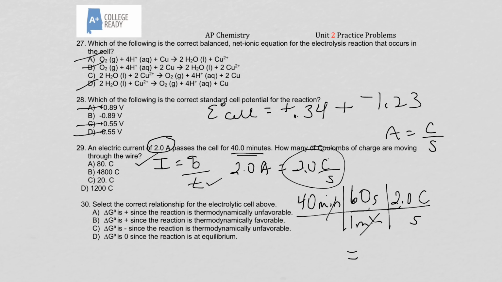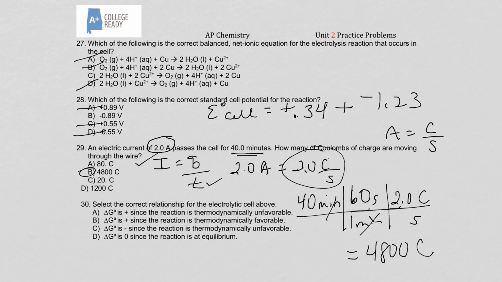I prefer dimensional analysis, but if having this formula on the formula sheet is more helpful, that might be the way to go. So we can do this math in our head. So 40 times 60 is going to be 2400 times 2. That'll give us our 4800 coulombs. And so that is going to be B.